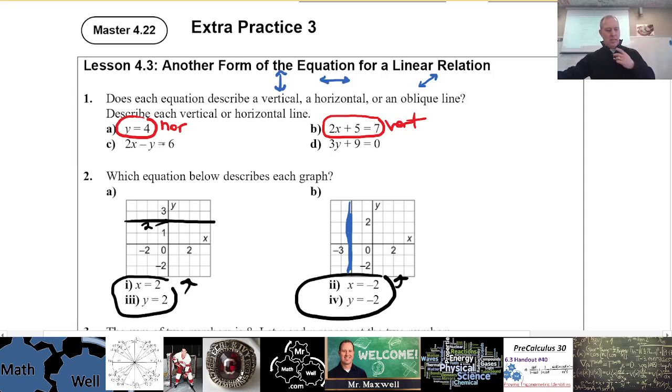What is c, do you think? Oblique. Yeah, c has both x and y in it, so it is oblique. And D, what about D? D just has a y in it, so that is horizontal.